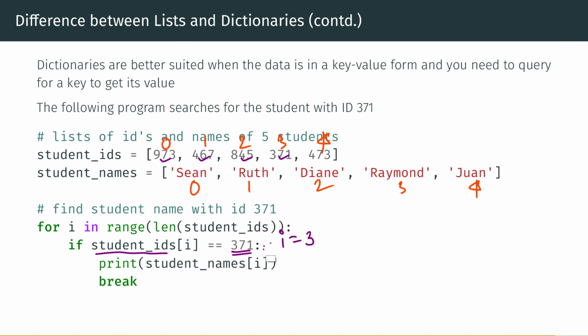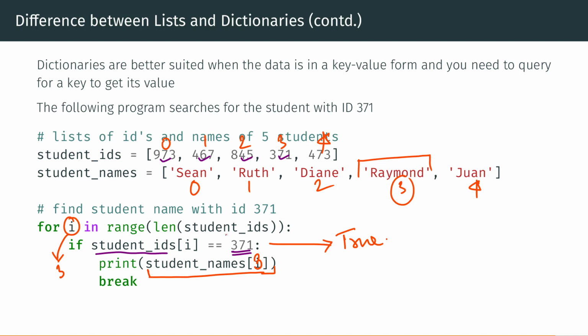Okay, so when i equals 3, this condition is satisfied, this condition holds true. So if this condition holds true, we print the student name at that ID. So student names, remember i equals 3, student names 3, which is Raymond. Okay, which is Raymond. So this is what we print, and then we break out.